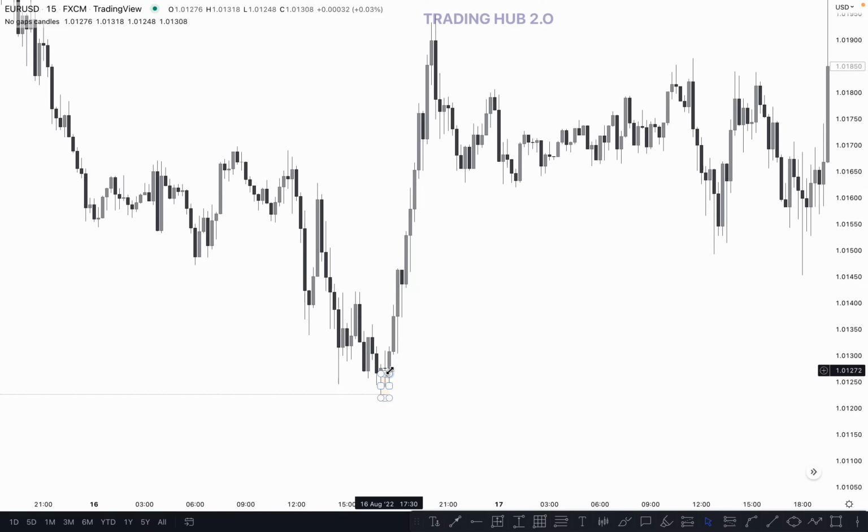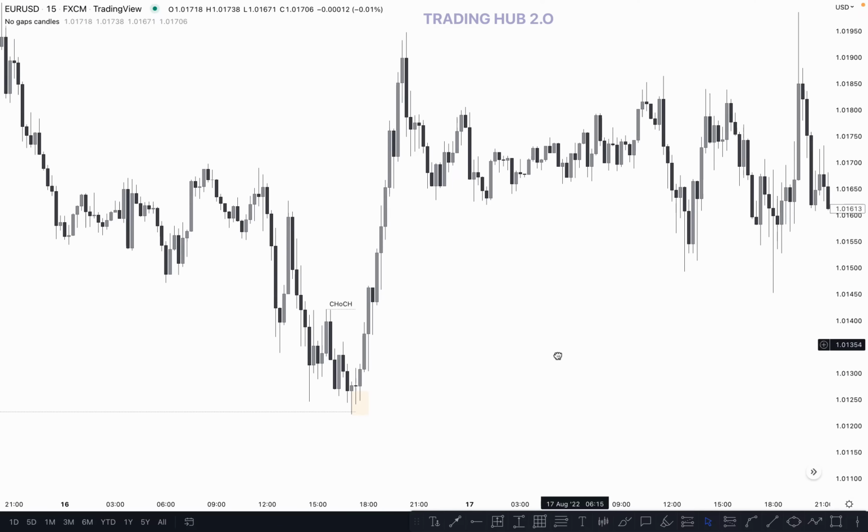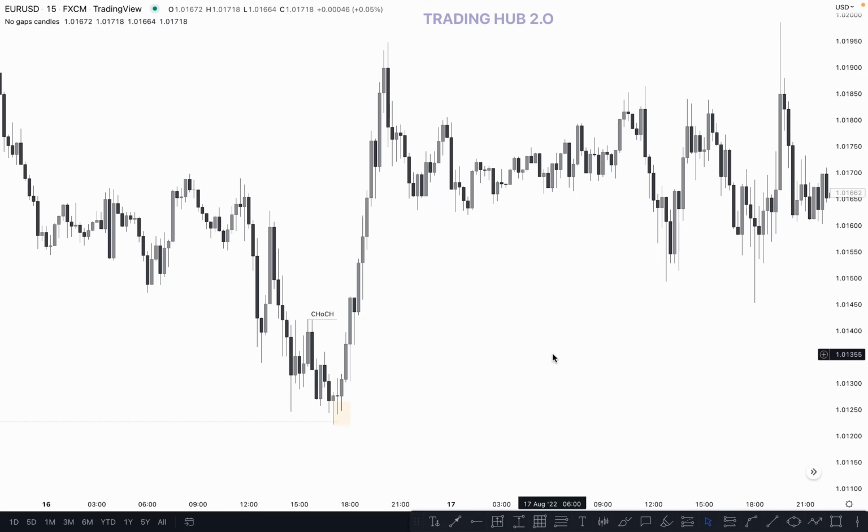And after this one, what happened here? This is our change of character. And why did I mark this as a change of character? Because we are still bullish, and this zone acts like our higher time frame POI because market swept the previous major low. Okay, so this is our change of character. After this change of character, we can expect continuation to the upside because market momentum is bullish in a higher time frame.